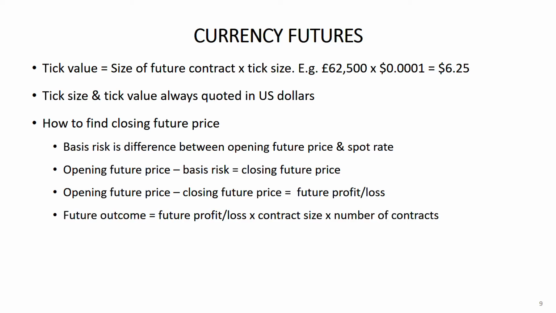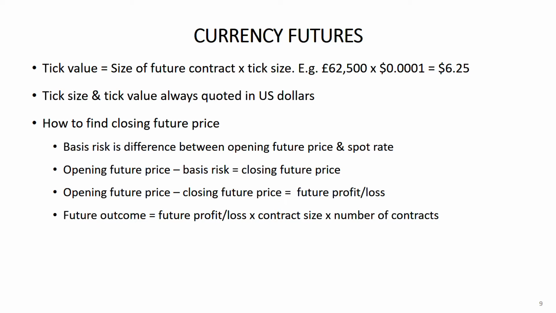Next, future outcome. This is how you calculate the future outcome. I have given you the formula also, right? So future profit or loss, it could be profit or loss, multiply by the contract size. Contract size, let's say 62,500. It will be given to you. And number of contracts which you have to calculate, right? After you calculate the number of contracts, you multiply all this to get the total future outcome, right?